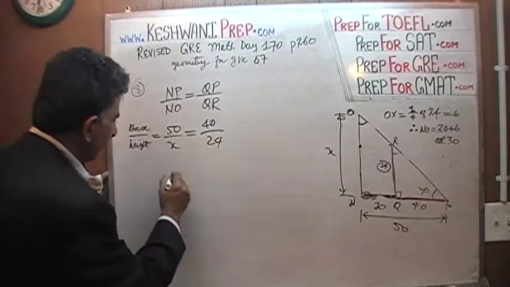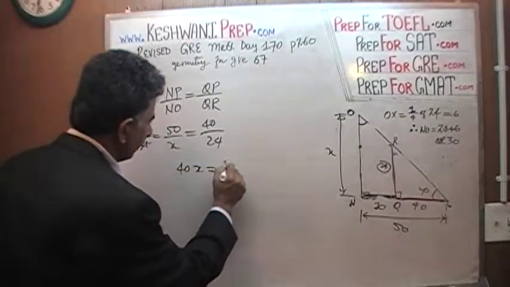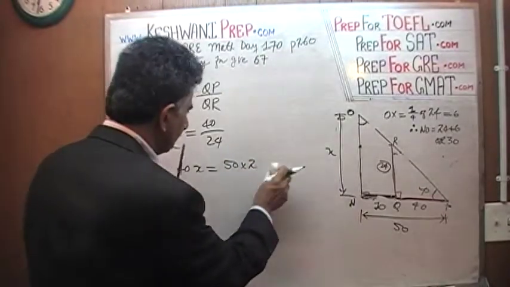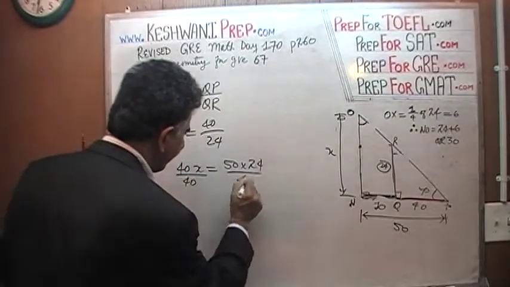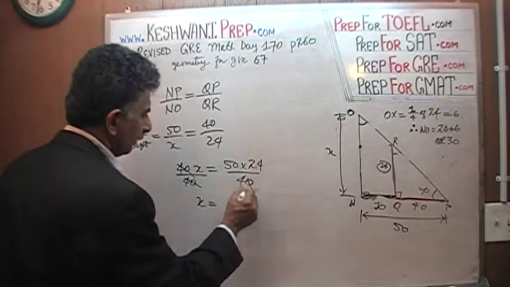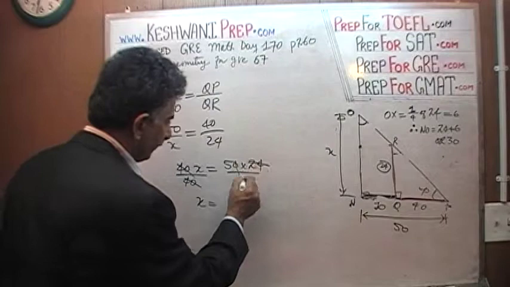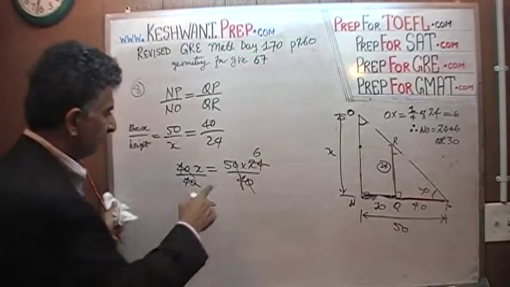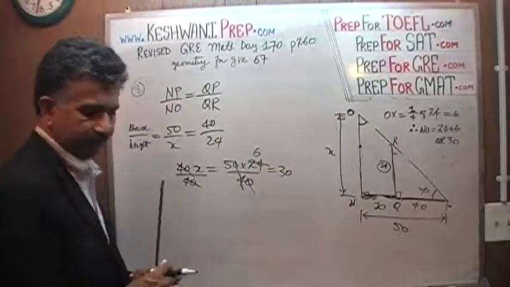If you cross multiply the equation, you get 40x equals 50 times 24. Divide both sides by 40. The 40 drops out, and x equals, this 0 is going to cancel out if you divide top and bottom by 10. And here I see 24, which is 6 fours, so we get 6 times 5, which is 30. There we go. That's it.